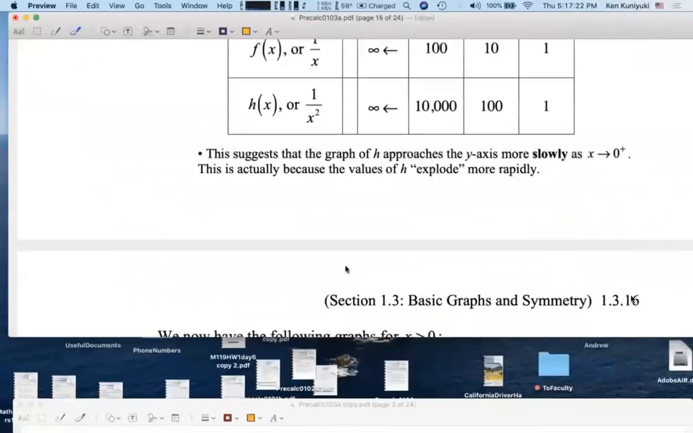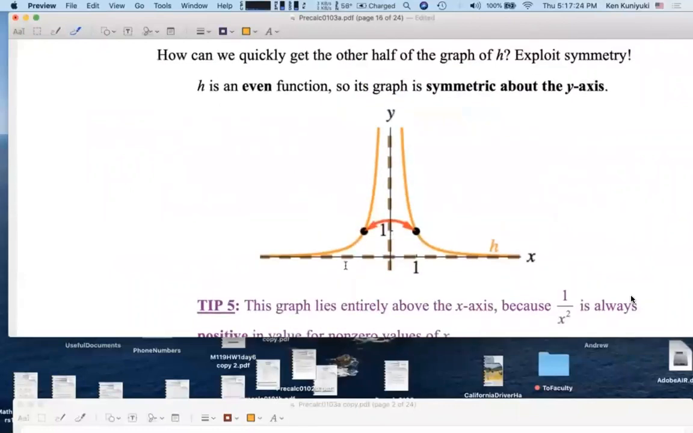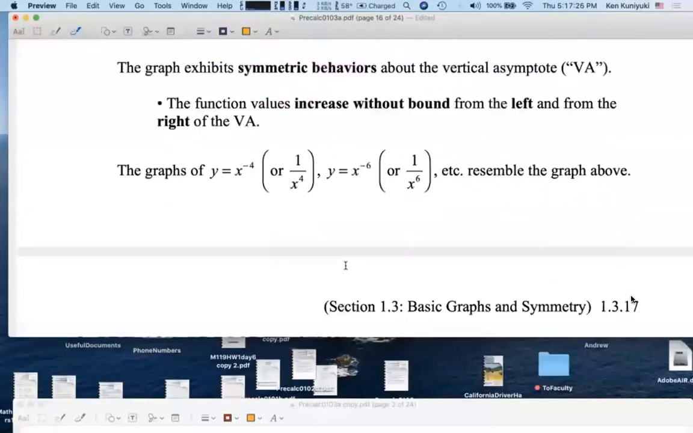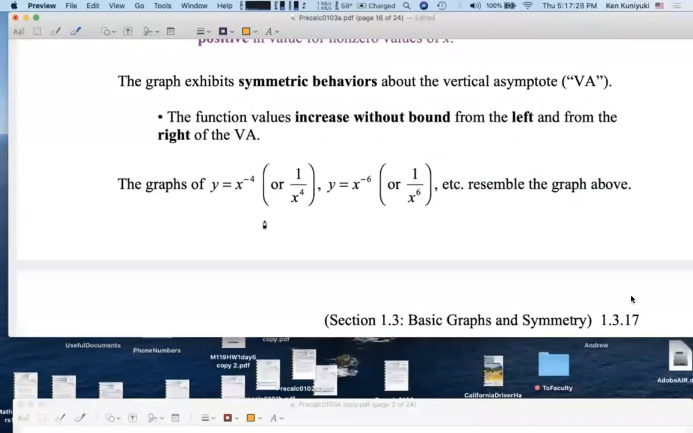You can do some point plotting, but that's the basic idea. Okay, here's y equals 1 over x squared. And then for other guys, y equals 1 over x to the 4th, or 1 over x to the 6th. That is x to the negative 4, x to the negative 6, and so forth.